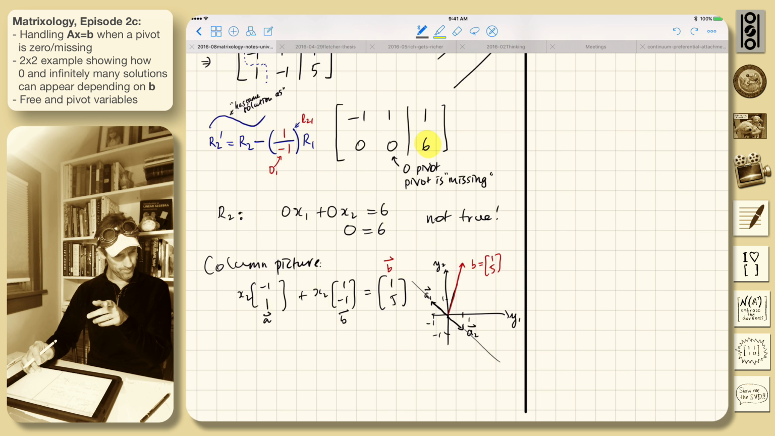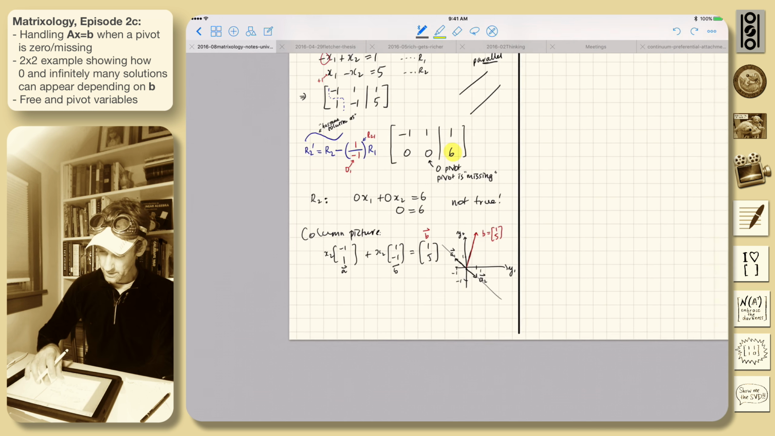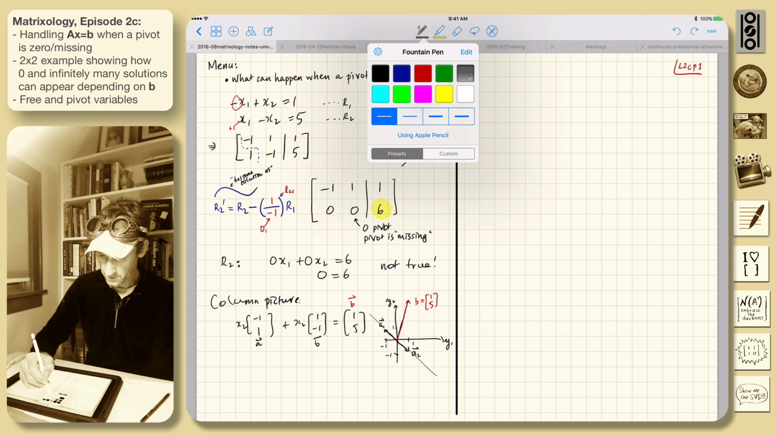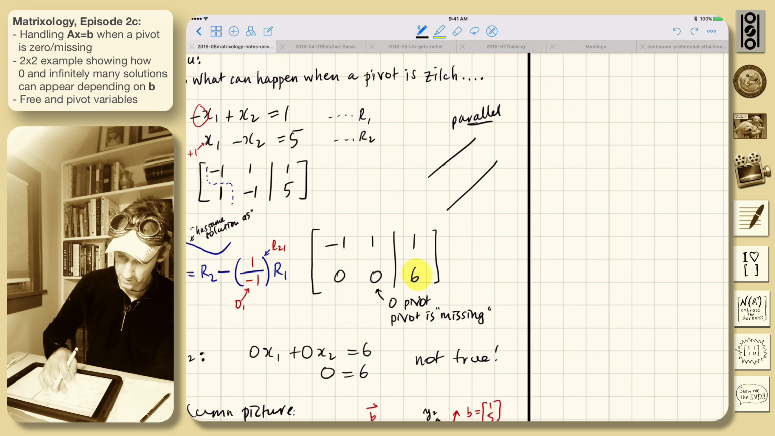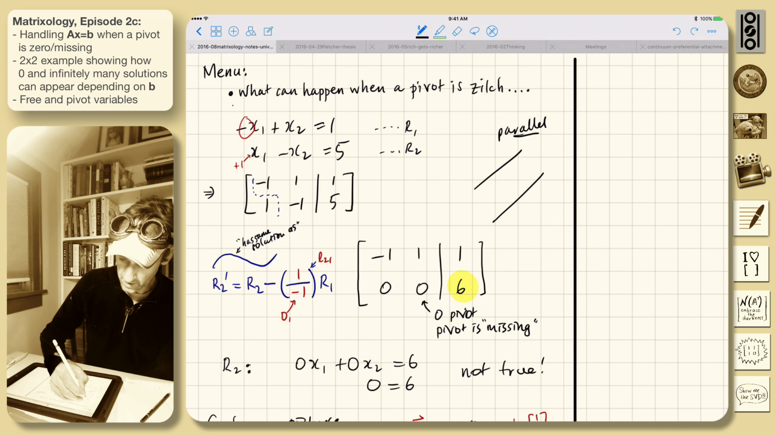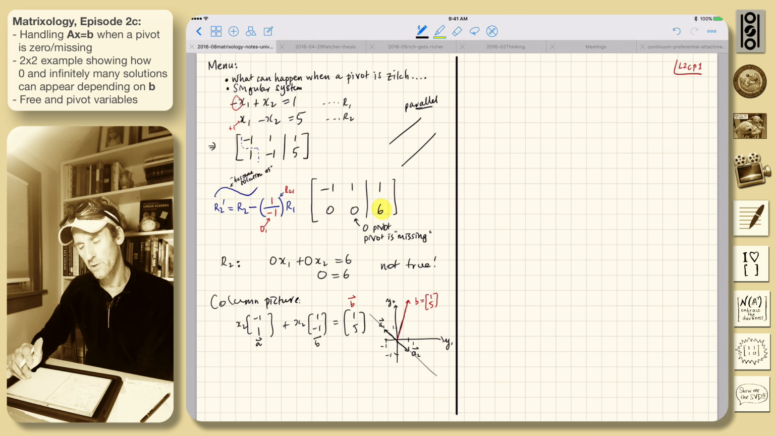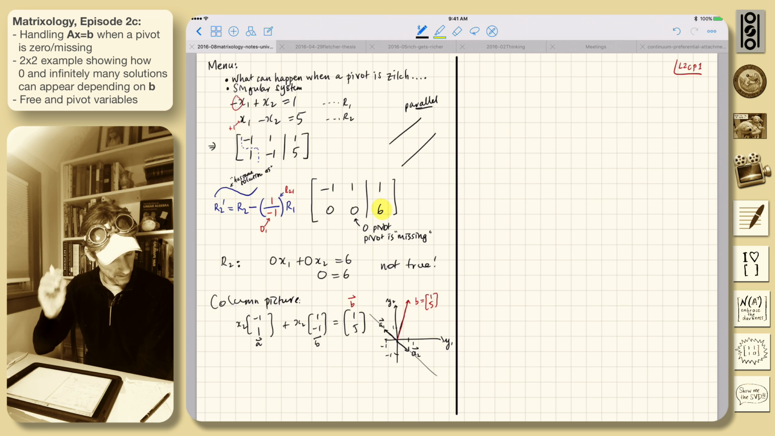So hopefully that makes sense. There's a term we need to add here, and I should have put it at the top. So our menu: singular systems. So this is a singular system. It's sort of an archaic kind of term. Singular means odd or peculiar, or as in rather individual. So sort of a singular chap, for example.